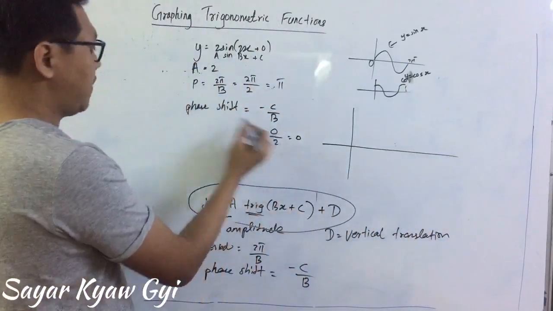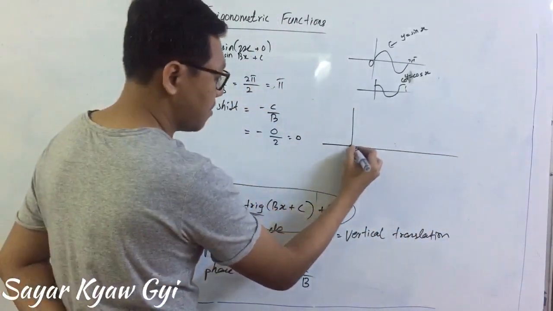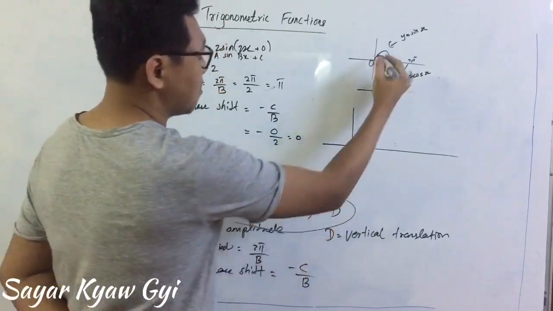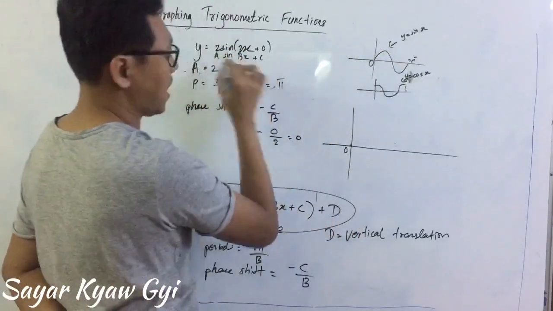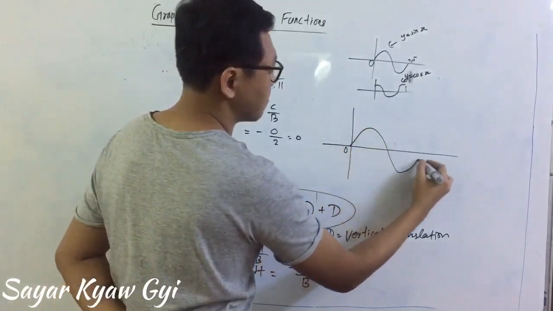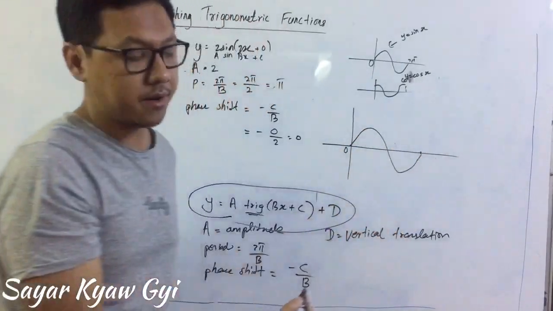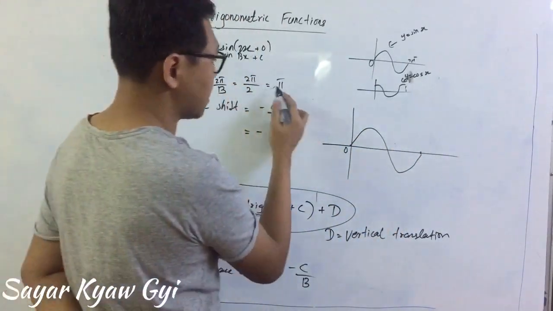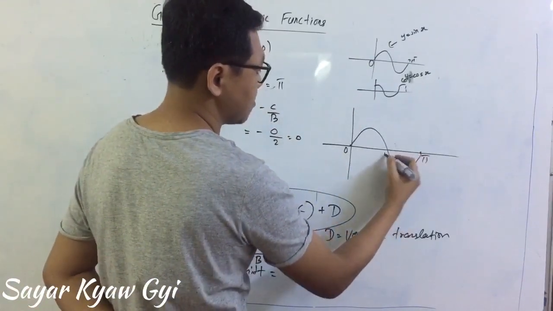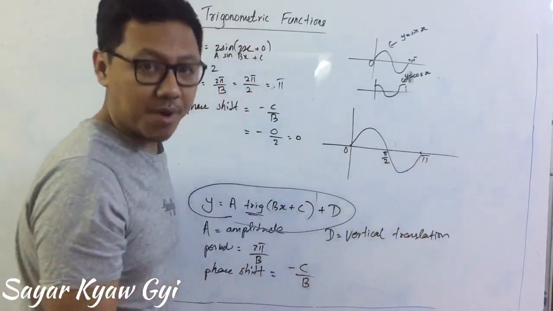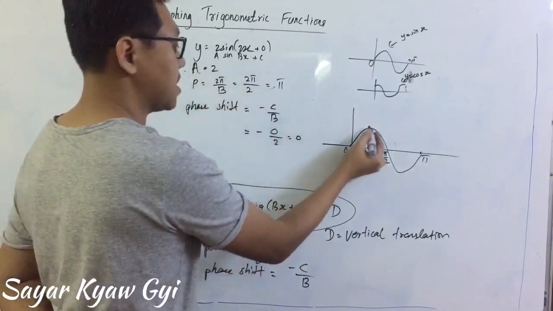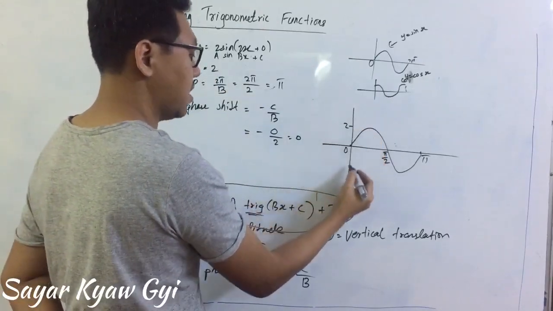So the phase shift is 0, so you have to start from 0. And you go this way, like this, because it is sine. So I go like this, and then it's the end of the period. So the period is pi in this case, so this will be pi, this will be pi by 2. And the amplitude is the height, so it is 2, and negative 2.